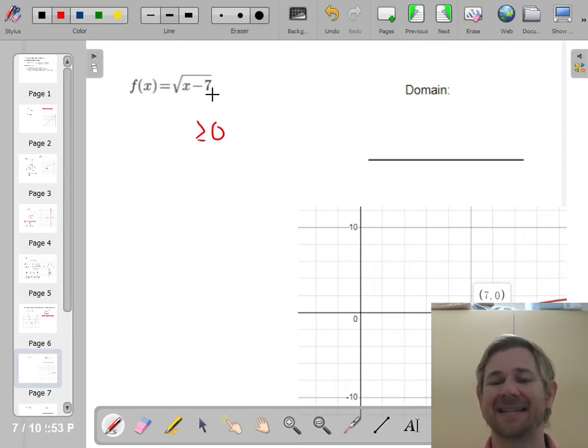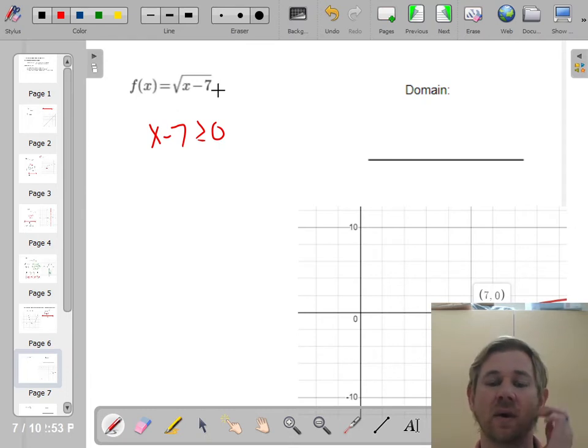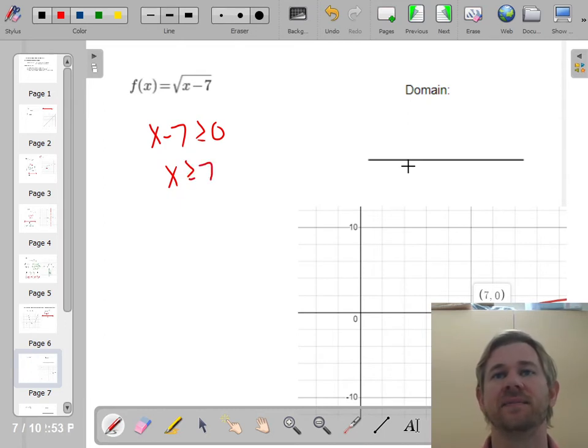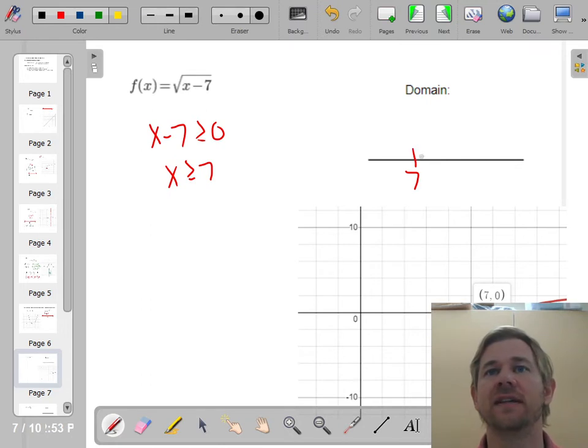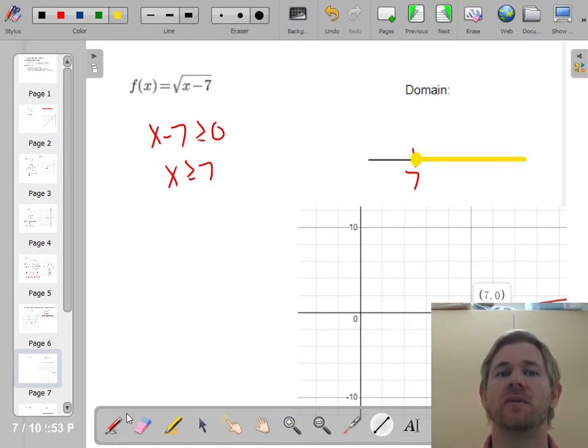The radicand, the part underneath the square root, x minus 7, has to be non-negative. The way we say non-negative in algebra is greater than or equal to 0. Which means x has to be greater than or equal to 7. On a number line, I would say you can start graphing at 7, and then you want all the numbers that are bigger than 7, so we would go to the right.